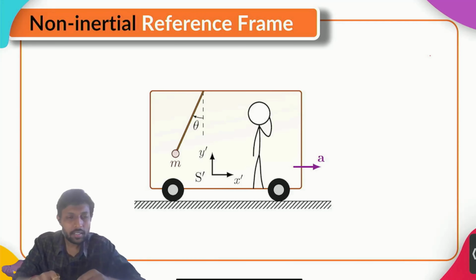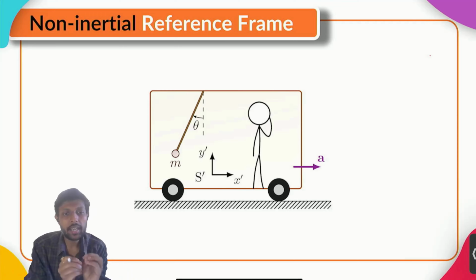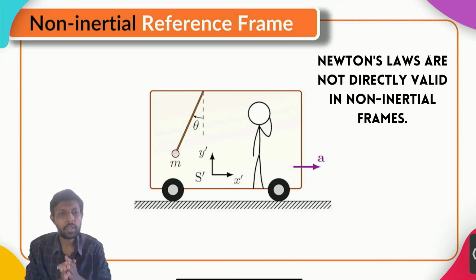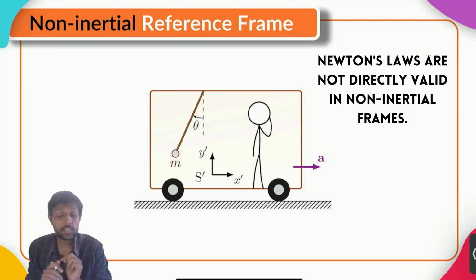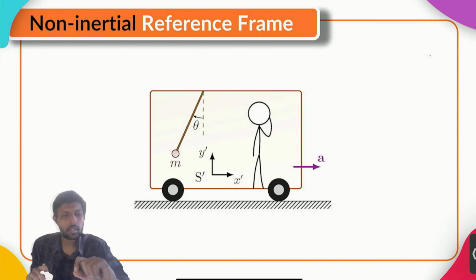Now, the reason we are so concerned about deciding what kind of reference frame we have is because Newton's laws and all the equations that we are going to derive are not valid in non-inertial reference frames. So it is very important to decide whether we have a reference frame which is inertial or non-inertial.